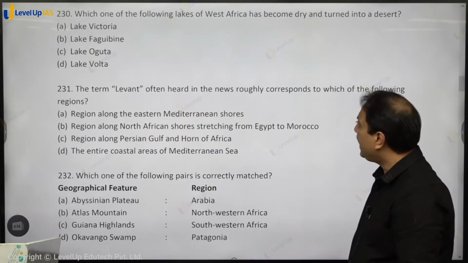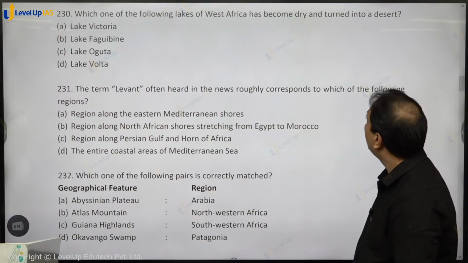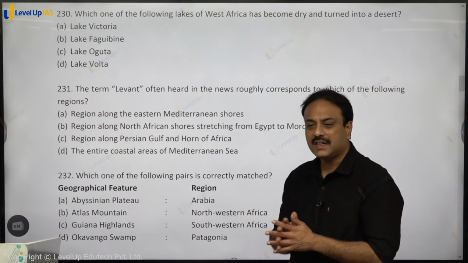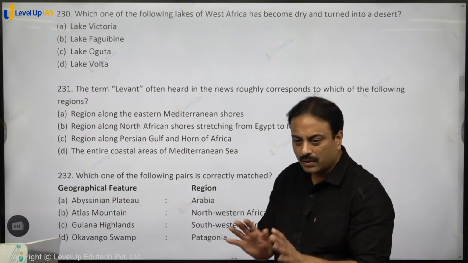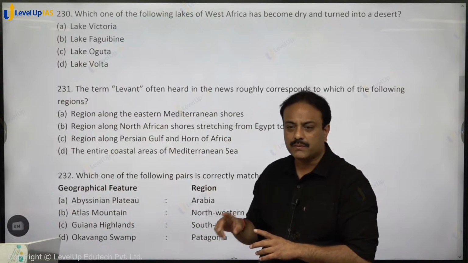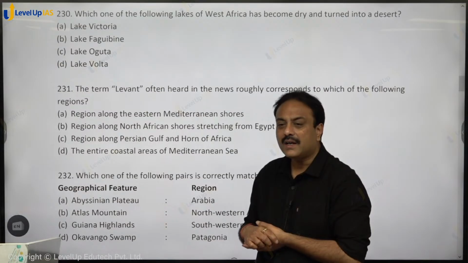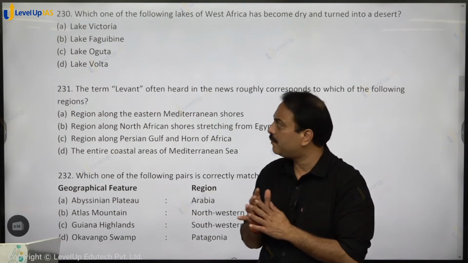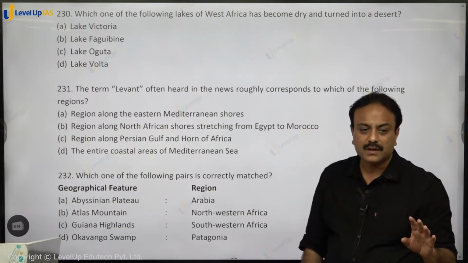Which one of the following lakes of West Africa has become dry and turned into a desert? Lake Victoria is at the border of Uganda, Kenya and Tanzania. It is having a sufficient quantity of water. In fact, it is the second largest source in the world for fresh water. Lake Faguibine is present in the country of Mali in Africa. It has immensely dried out, completely dried out, and earlier it was a greenland.